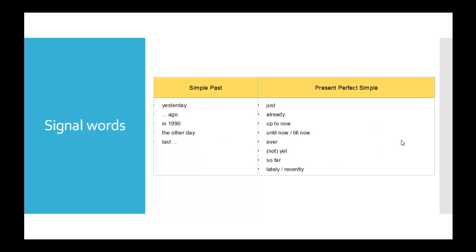This is a reminder of the signal words that are usually used with simple past tense and with the present perfect tense. To practice, make a sentence using each of these signal words with an appropriate tense.